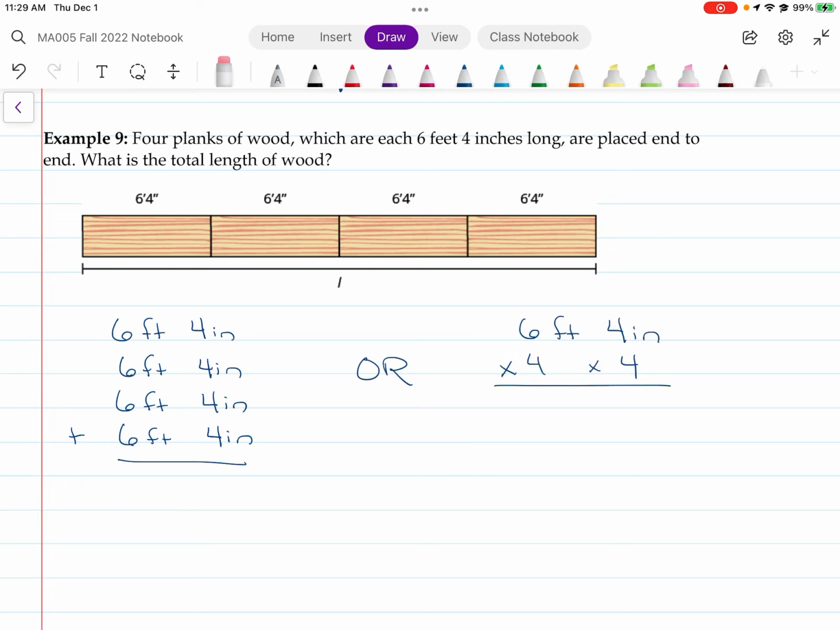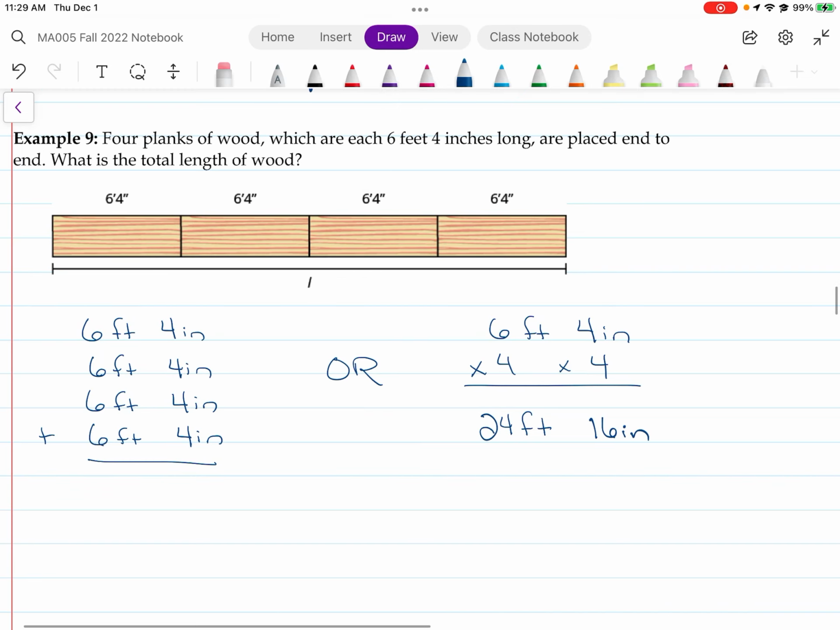We could say 6 feet 4 inches times 4. But I'm going to make sure and say times 4 to both the feet and the inches. So we get 24 feet, 6 times 4, and we get 16 inches. So again, we need to pull a foot out of the inches because that's more than a foot. So it doesn't really make sense. So we're going to say minus 12 inches, and plus 1 foot. We're going to turn those 12 inches into a foot. And we add those up and get 25 feet. 16 minus 12 is 4 inches.